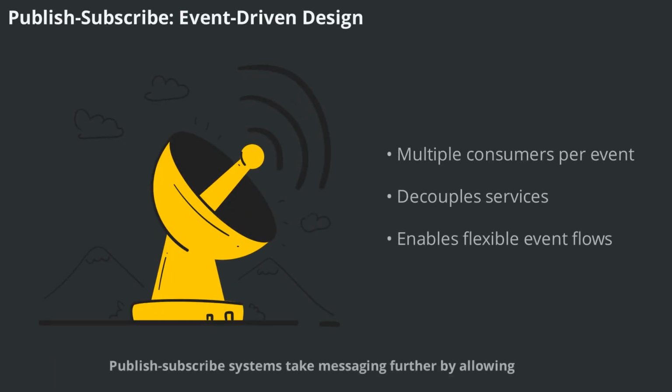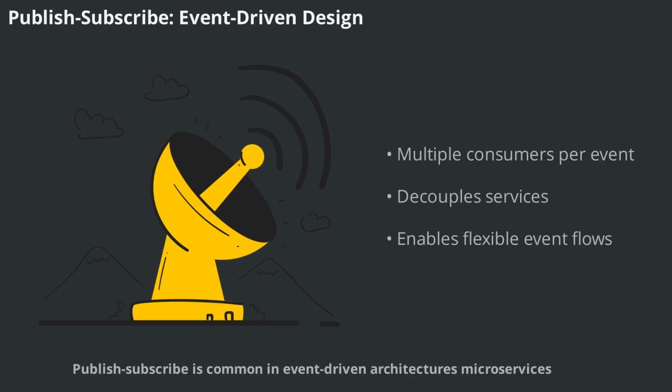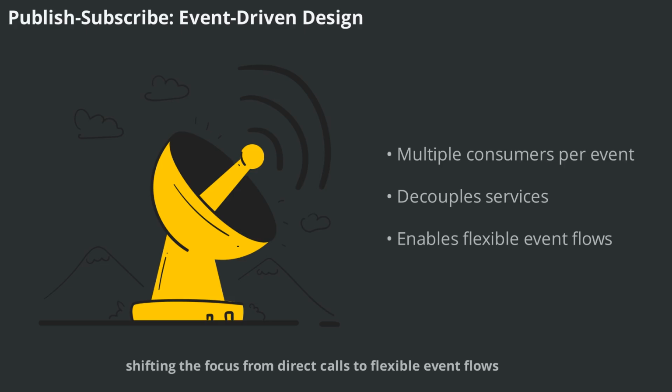Publish subscribe systems take messaging further by allowing multiple consumers to react to the same event. When an event occurs, like an order being placed, the producer publishes it, and various services such as payment, inventory, and notifications respond independently. This pattern lets systems evolve without tight coupling, making it easy to add new consumers without changing the producer. Publish subscribe is common in event-driven architectures, microservices, and real-time analytics, shifting the focus from direct calls to flexible event flows.